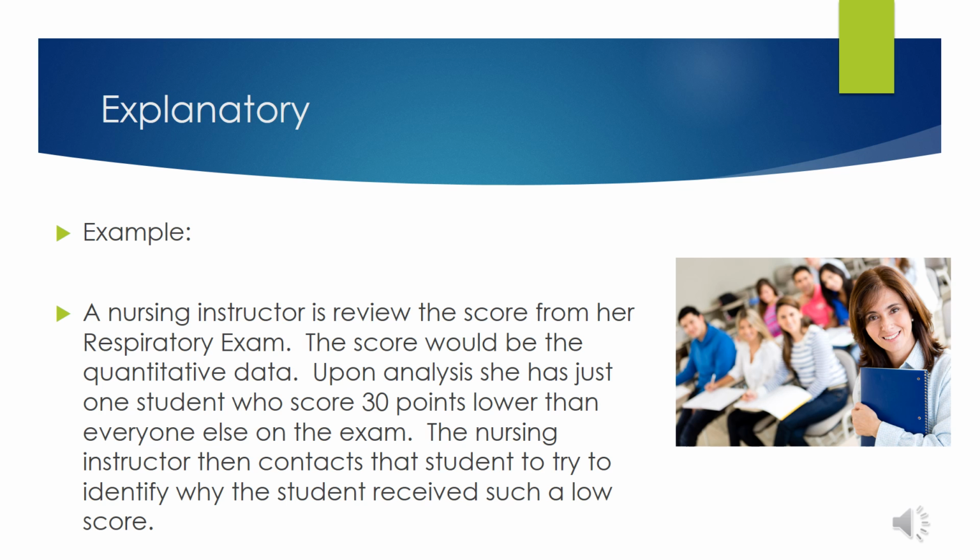So my example of an explanatory mixed research design might be a nursing instructor reviewing the scores from her respiratory exam. The scores of all the tests would be the quantitative data. But upon analysis, she finds one student who has scored 30 points lower than everyone else on the exam. So the nursing instructor then contacts that student to try to identify why the student received such a low score. And so then that nursing instructor is attempting to understand that outlier of that original data collection and is looking at maybe some of the qualitative components in that.